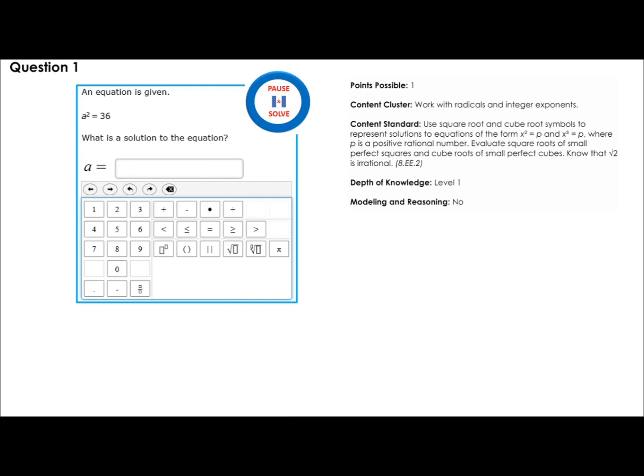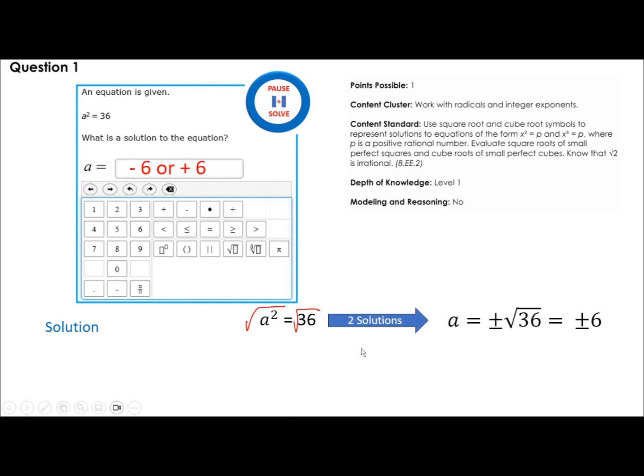Hello and welcome. An equation is given, a squared is equal to 36. What is a solution to the equation? Okay, so you put a squared equal to 36. Now you can square root both sides. Then you get two solutions actually, plus or minus square root of 36, plus or minus 6. So if you answer 6 is fine, if you answer negative 6 is fine. So actually you are looking at a number. If you multiply it by itself, you get 36. Okay, that's a very straightforward question.